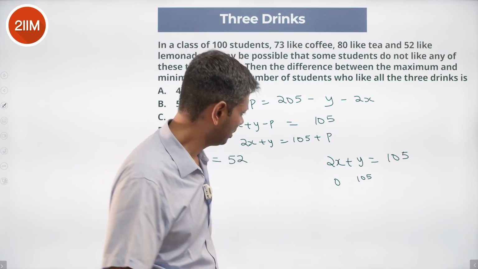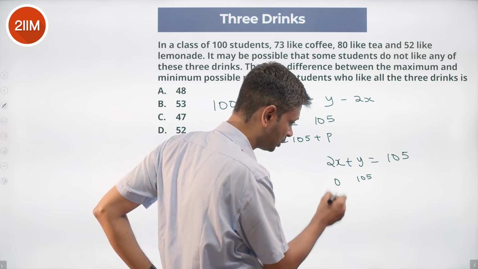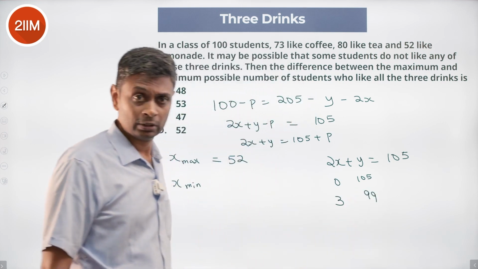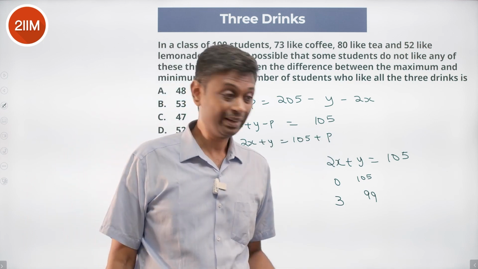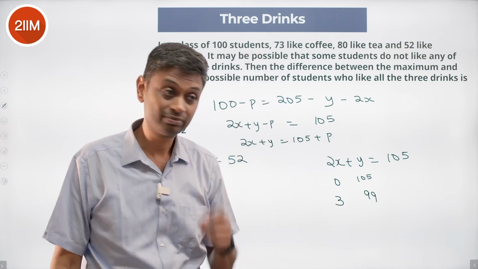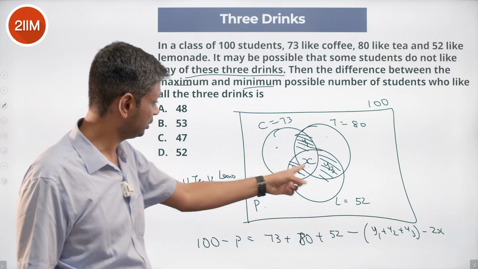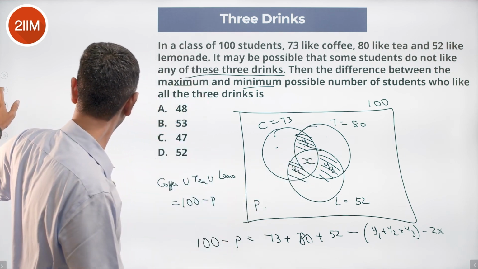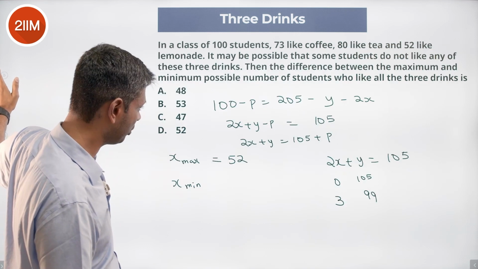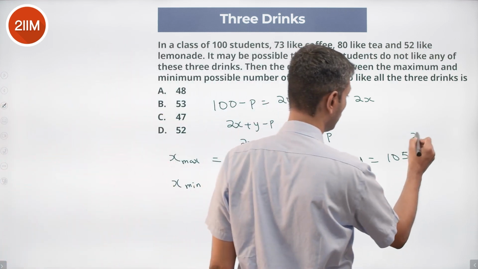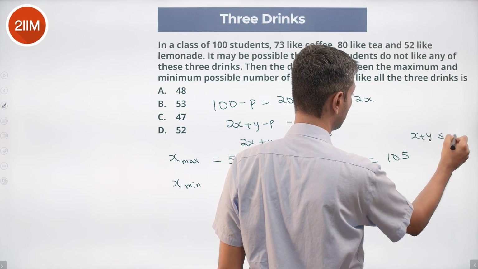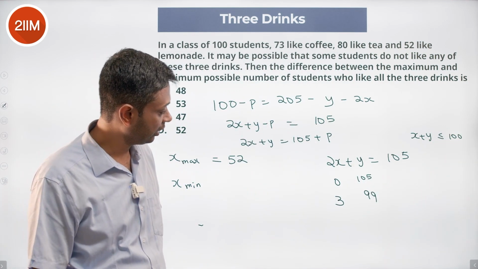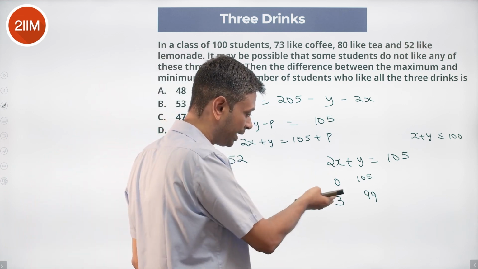That's not possible. But if you put x as 3, y as 99, y is not 100, but x plus y is 102. That's not possible. This plus this cannot add up to 102. Only 100 people are there. So x cannot be 3 either. So you have to keep in mind that x plus y is less than or equal to 100.